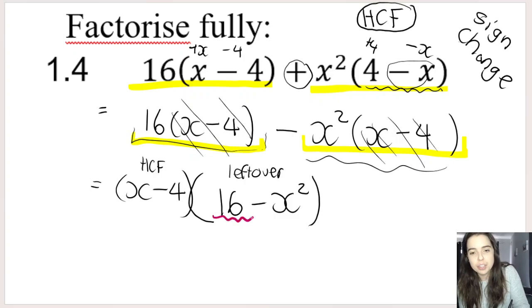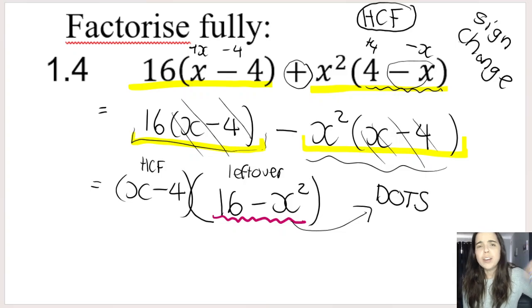And if you look inside this bracket, I don't know if you can recall from earlier, but actually, we can do DOTS. How do I know I can do DOTS? I've got two terms, 16 and x squared. I've got a minus between the terms. 16 is a square number. That's a dead giveaway that it's difference of two squares. DOTS is difference of two squares. And I've got an even exponent. 2 is an even number.